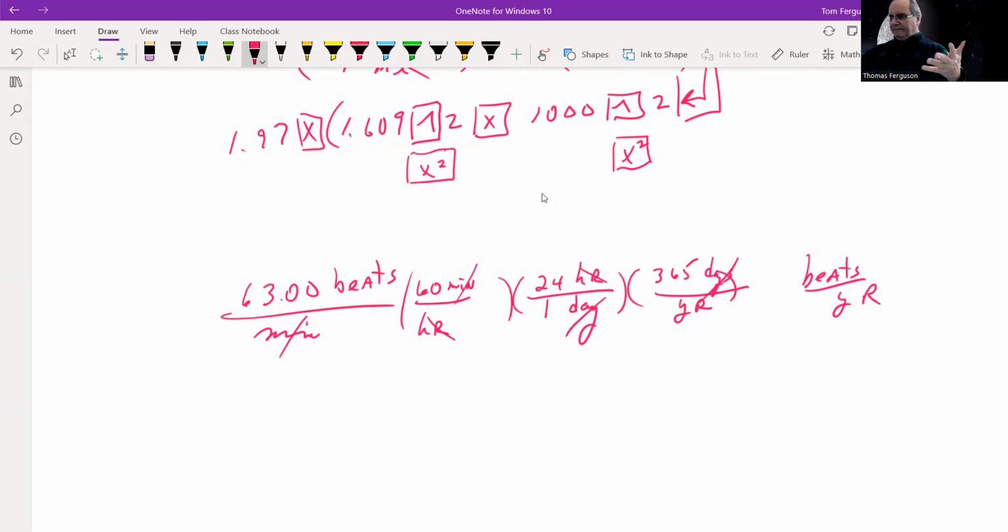So what's left over? Beats per year. That's what we want. But the main thing is if you start with a fraction, you got to end with a fraction. If you start with just a single number, you're going to end with a single number.